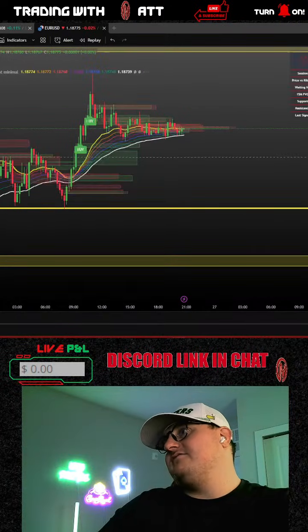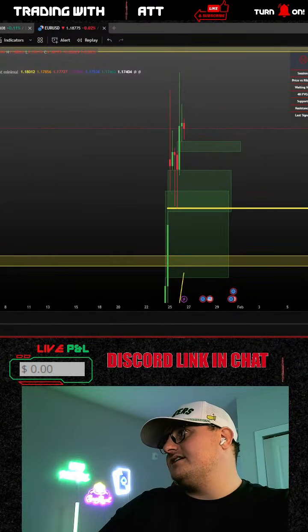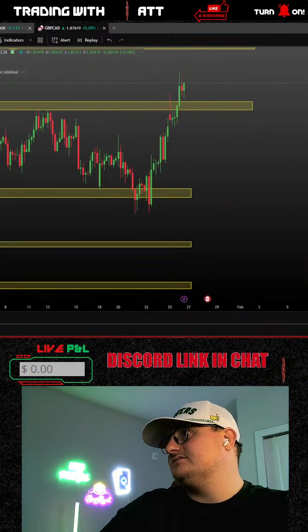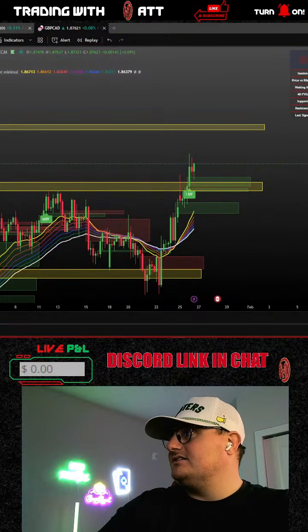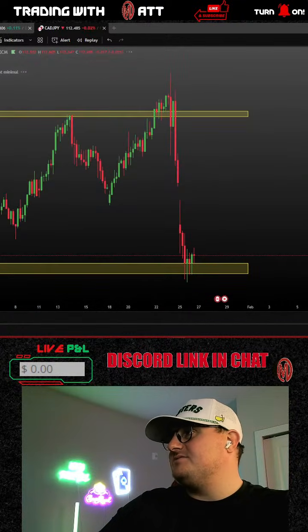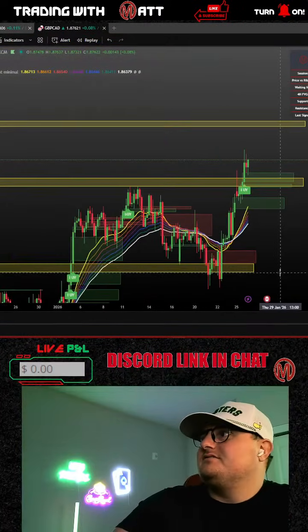Yeah, guys, I don't think any 4-hour candle is going to do anything here. Like I said, GBP CAD buys or CAD JPY buys, that's the only thing that even has room to move.